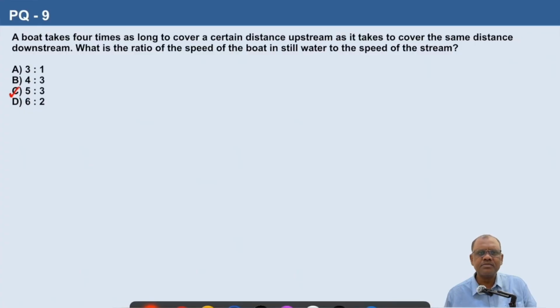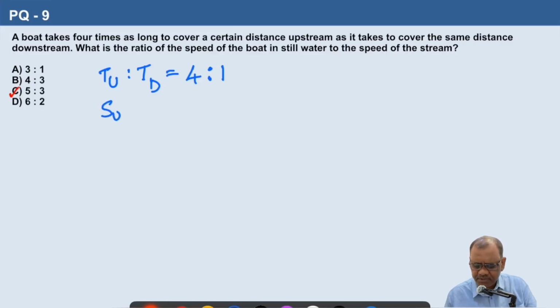The boat takes 4 times as long to cover a certain distance upstream as it takes to cover the same distance downstream. So the time taken upstream and the time taken downstream are in the ratio of 4 is to 1. Time upstream is 4 times the time downstream. 4 is to 1 is the ratio of the timings. So here also we have to find the inverse ratio, same as the previous questions.